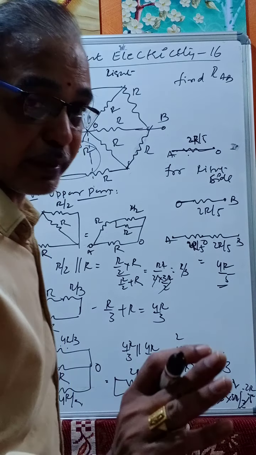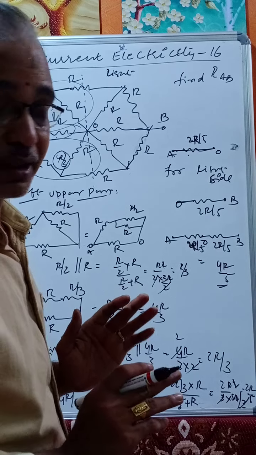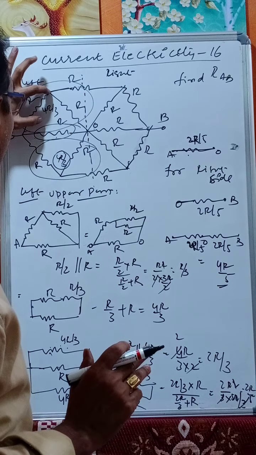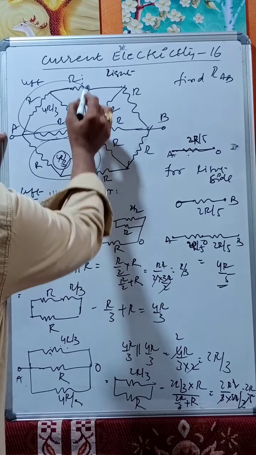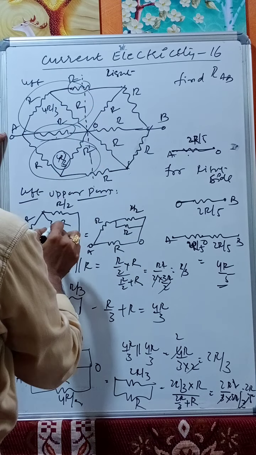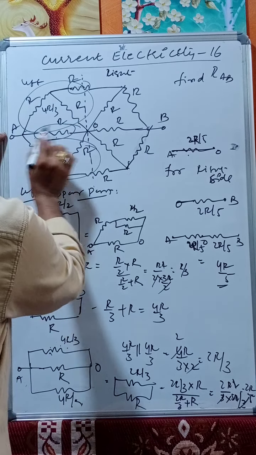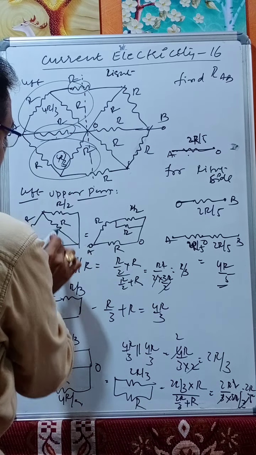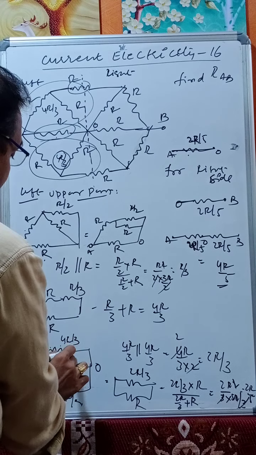So what we have done in this method is the mirror type analysis. For the left hand side upper part, this becomes R by 2, and the others are R. If I calculate, these two are in parallel, and then coming to this in series, that becomes 4R by 3.